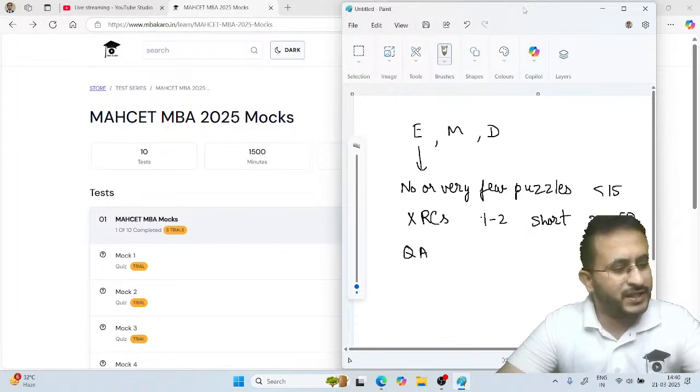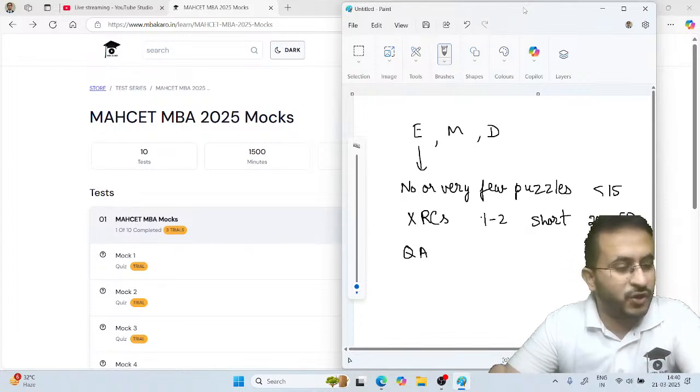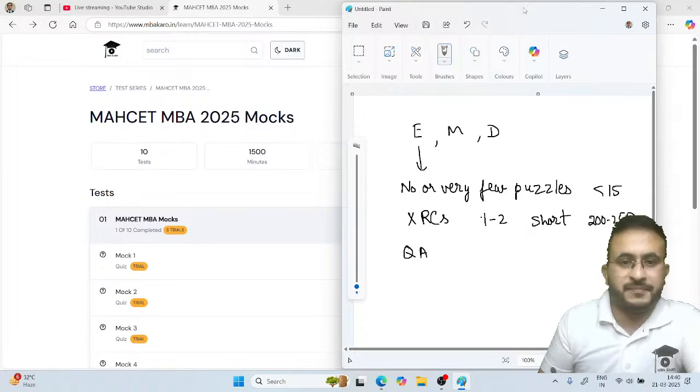And across slots, there are different difficulty levels. Some slots will be easy, some will be moderate, some will be difficult. So accordingly, you need to take that test. So I'm going to attempt one of our mocks today.